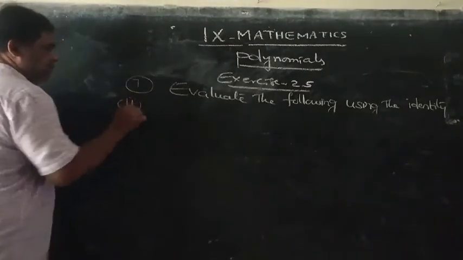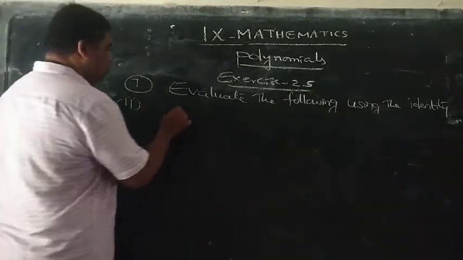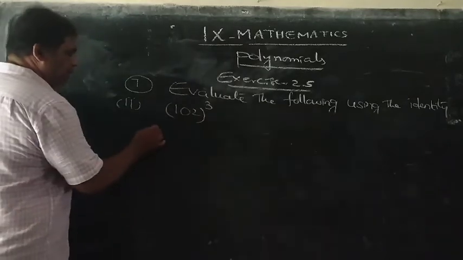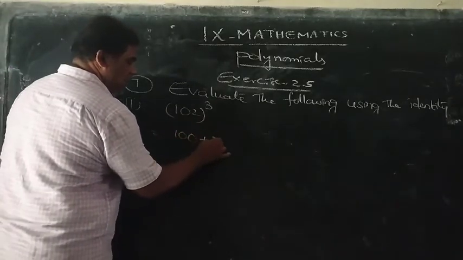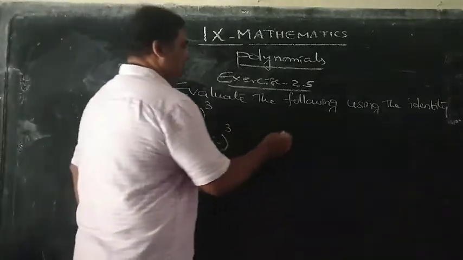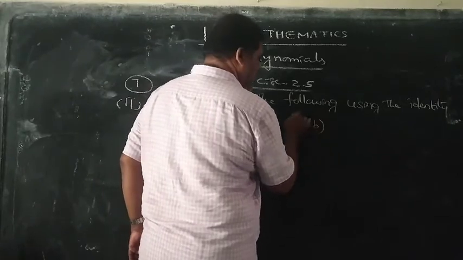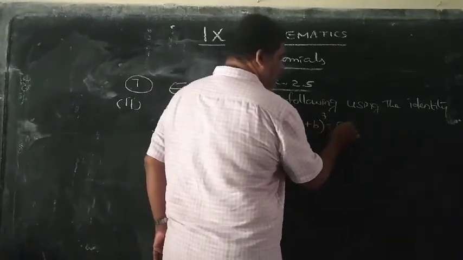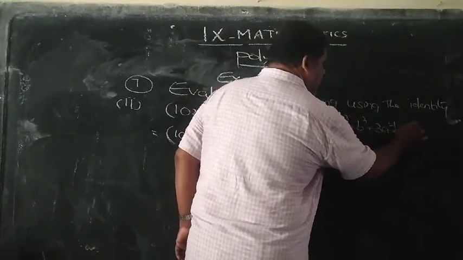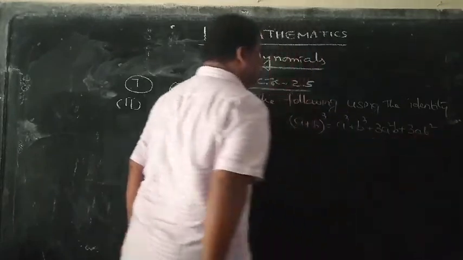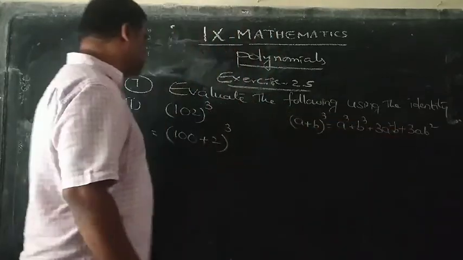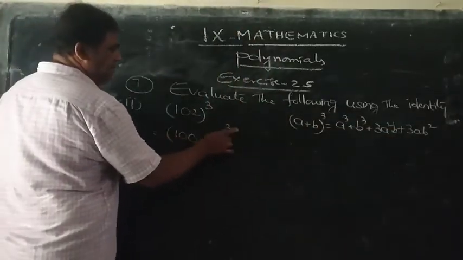Right, second bit, 102 whole cube. This 102 we can write it as 100 plus 2 whole cube. Now a plus b whole cube formula is a cube plus b cube plus 3a square b plus 3ab square. So here a value is 100, b value is 2.